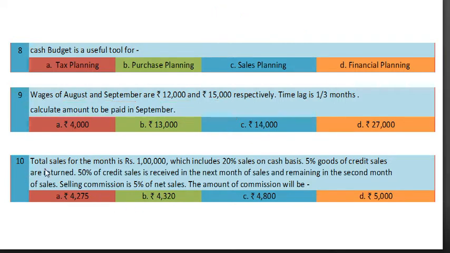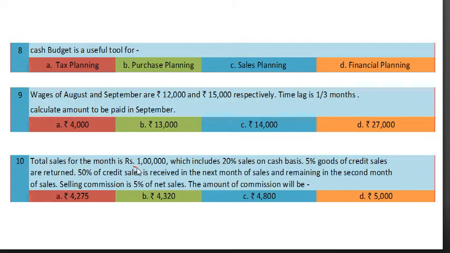Number 10. Total sales for the month is rupees 1 lakh, which includes 20% sales on cash basis. 5% goods of credit sales are returned. 50% of credit sales is received in the next month of sales and remaining in the second month of sales. Selling commission is 5% of net sales. The amount of commission will be A, rupees 4,275, B, rupees 4,320, C, rupees 4,800, and D, rupees 5,000.